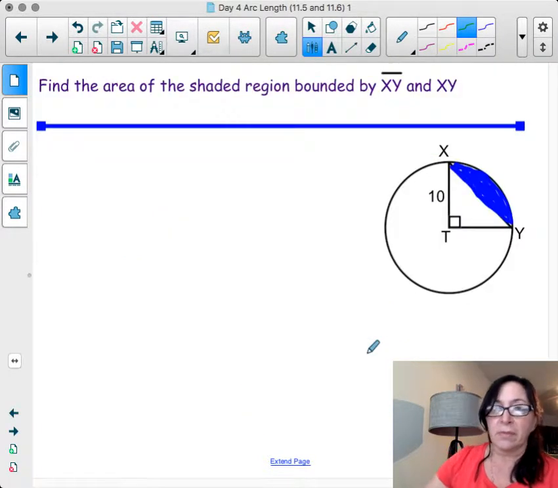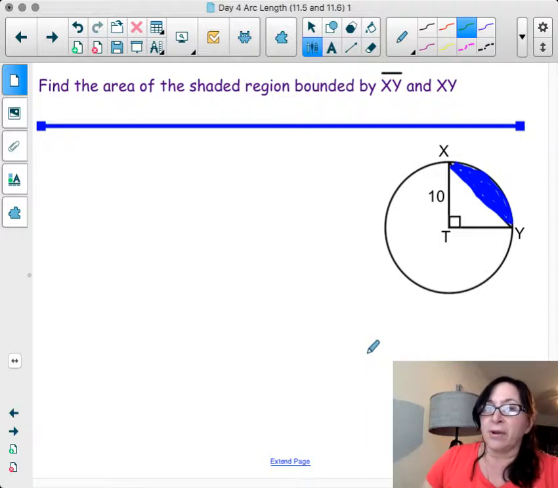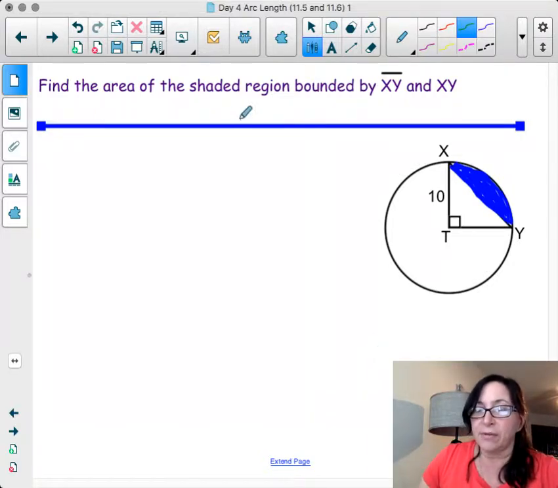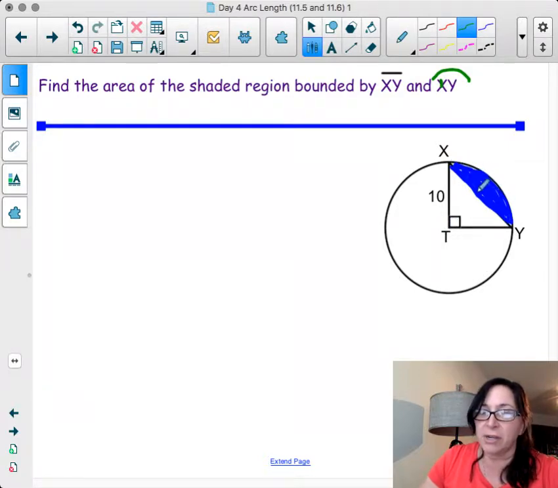All right. Next problem is to find the area of the shaded region bounded by x, y, and this should probably be arc x, y. What's happened is we are looking for this little shaded region right here. What you notice though is we need a plan of action, because we need to find the area of a fraction of the circle minus this little triangle.